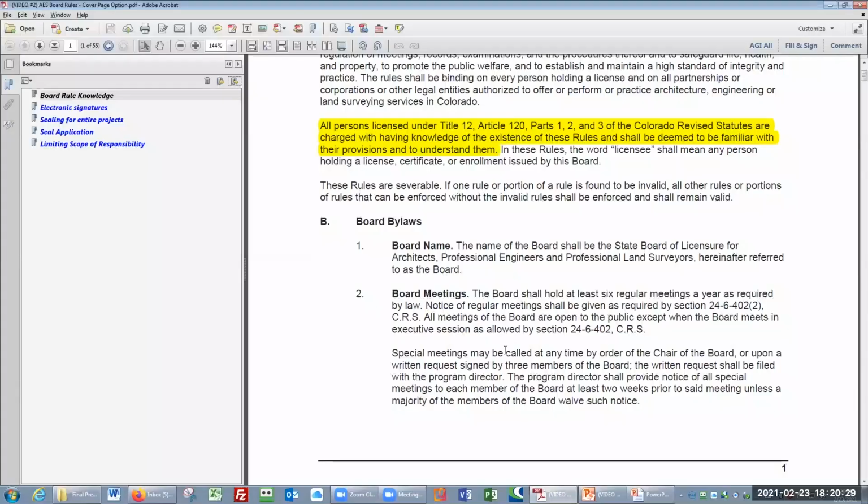The AES Board Rules carry the effect of law, and it actually is the Colorado Code of Regulations that applies to the particular board rules for architects, engineers, and surveyors, hence the term AES Board Rules. It isn't CDOT that controls this, it's the Board of Professional Licensure that's applicable to architects, engineers, and surveyors. So when I use the term AES Board Rules, it's this document I'm referring to.